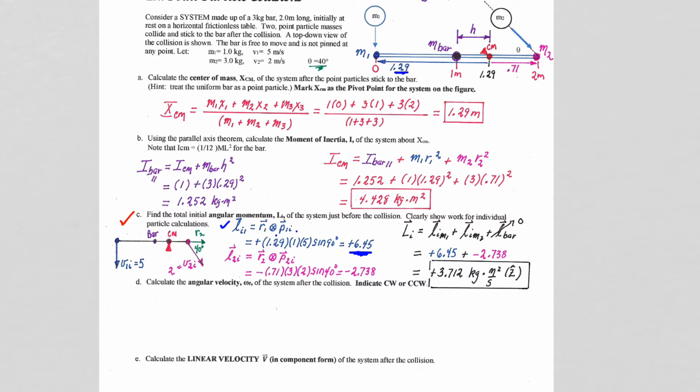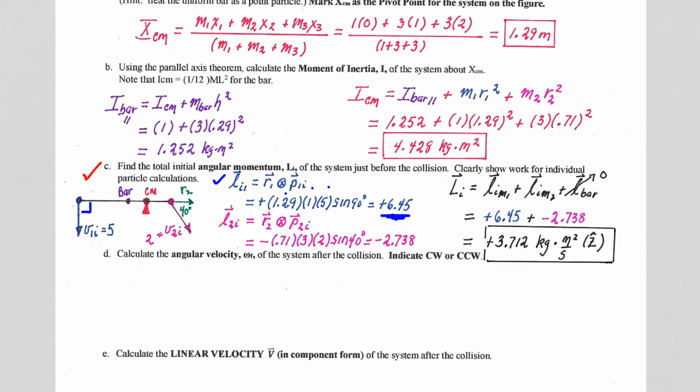Momentum P is mass times velocity, sine of 90 degrees in this case. When you do R cross P, that is going to be a thumb out of the paper. So that is why this is a positive value here. That's from the cross product.